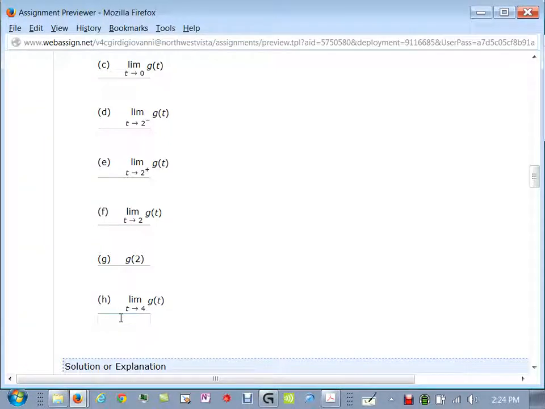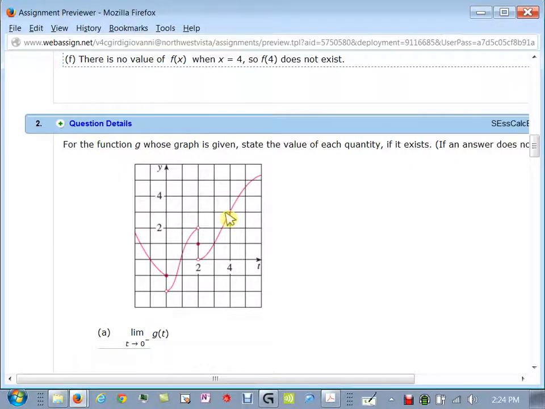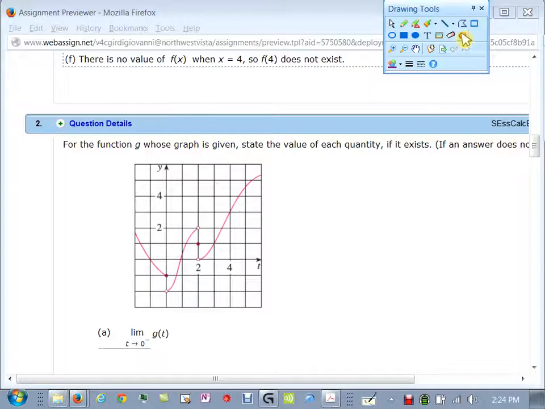And then finally, what's the limit as we approach 4? And it doesn't say from left or right. So let's clear this out. So imagine that I have an imaginary line here at 4.